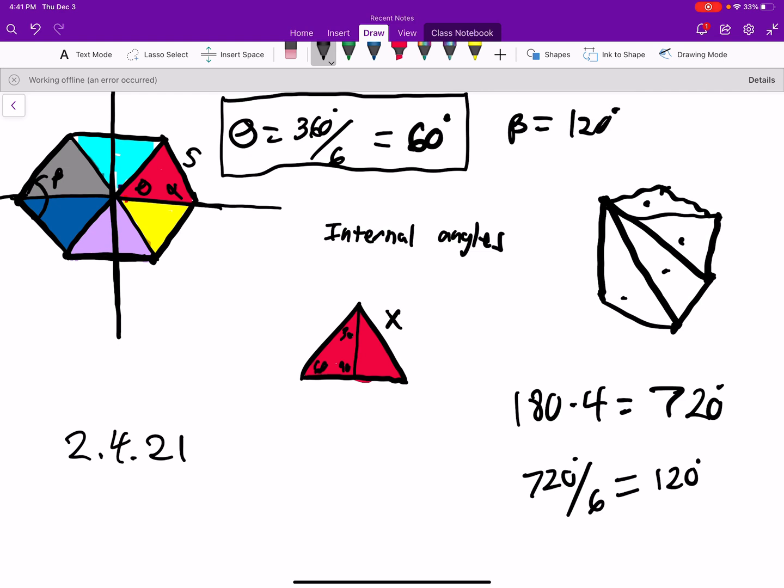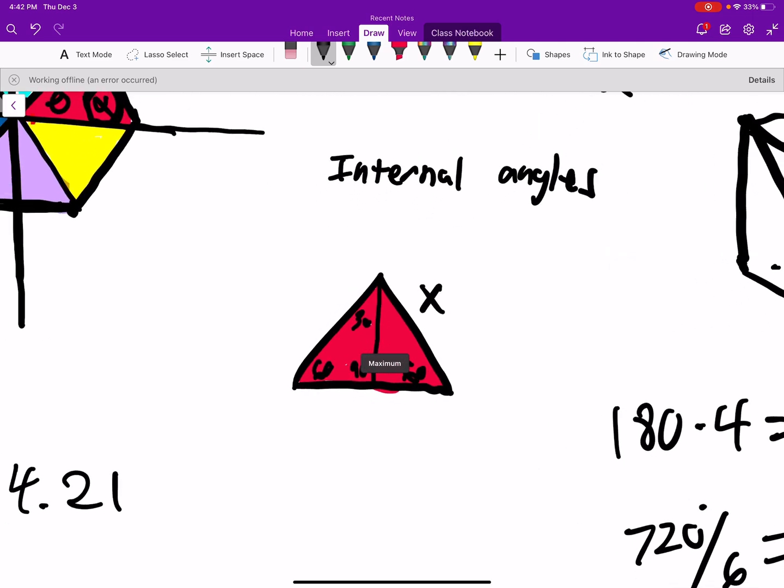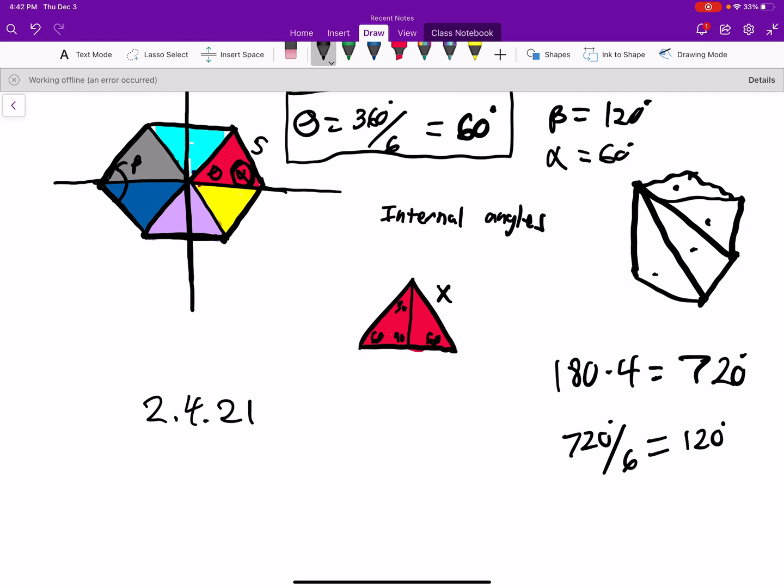Then let's call this an alpha angle right here, which is half of that. That's going to be 60 degrees. Okay, so we've shown that. Take this red triangle, for example. We know that alpha is 60, so 60 on the left, 60 on the right. And then we have this S value here. Now let's show that this red triangle is constructible.